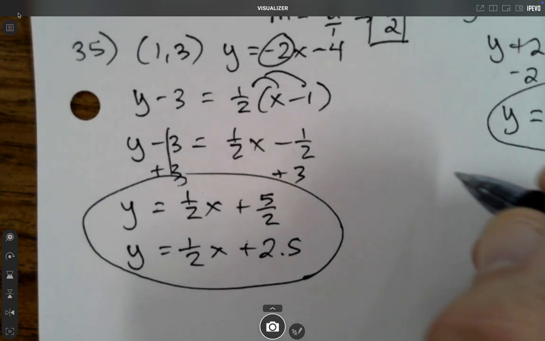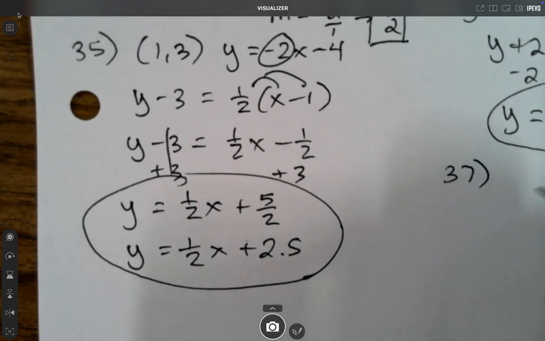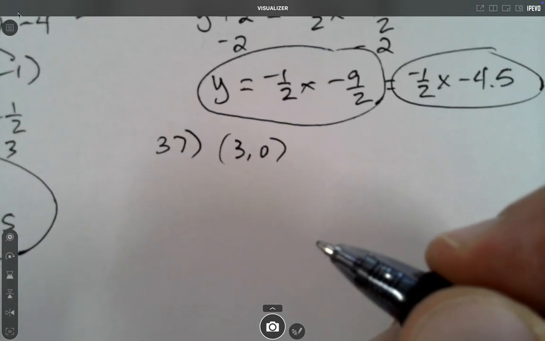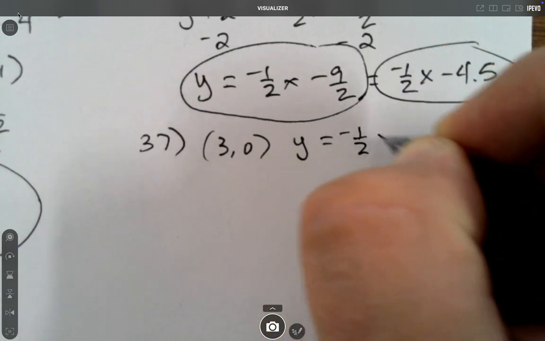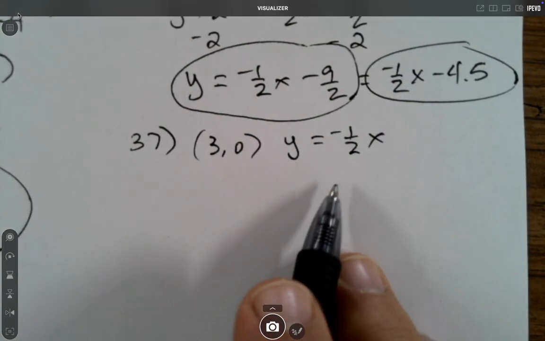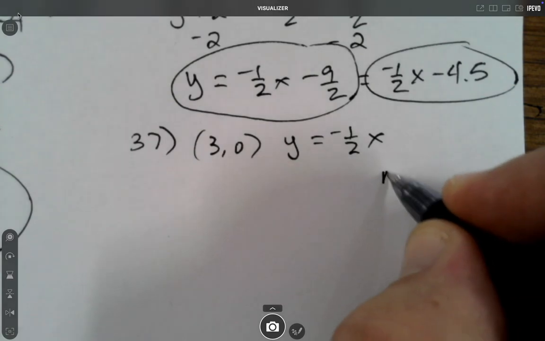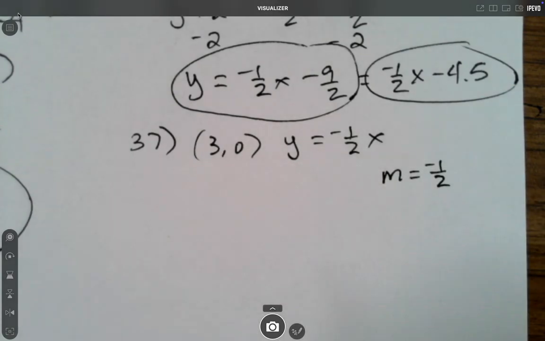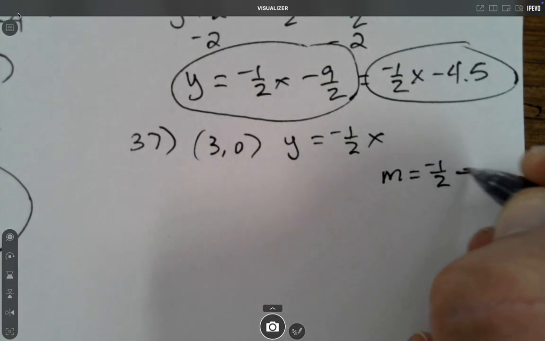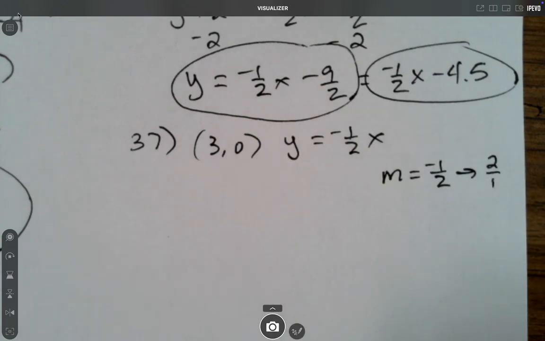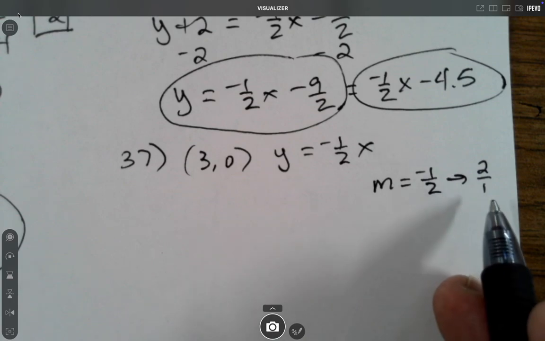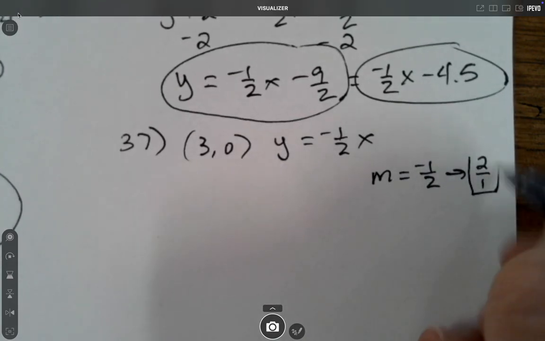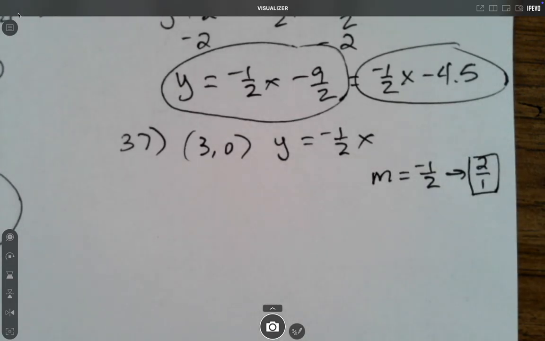Okay, 37. We want to pass through the point 3, 0 and be perpendicular to y equals negative 1/2 x. Okay, so the slope of this line is negative 1/2. But we don't want to be the same slope. We want to do the opposite reciprocal. And so we flip it, we change the sign. So since this one was negative, we make this one positive. So our slope for the line we're creating is positive 2.